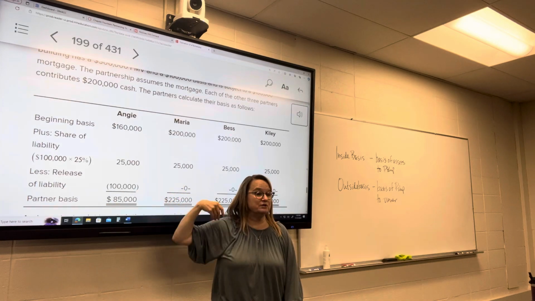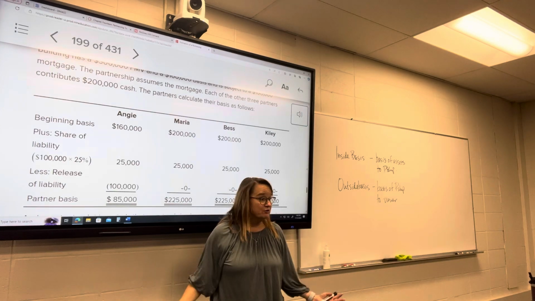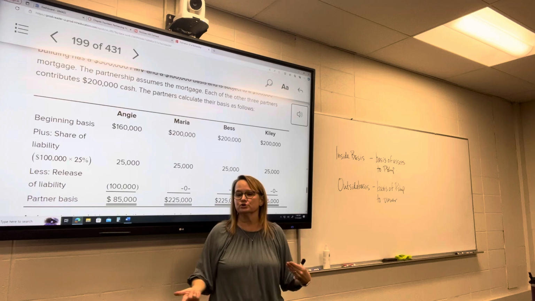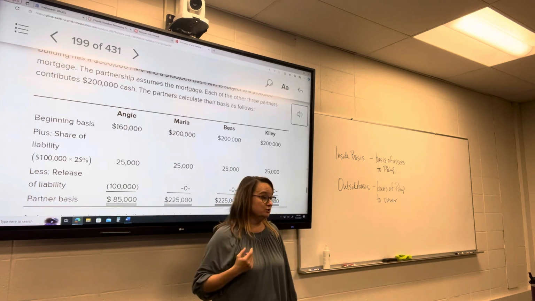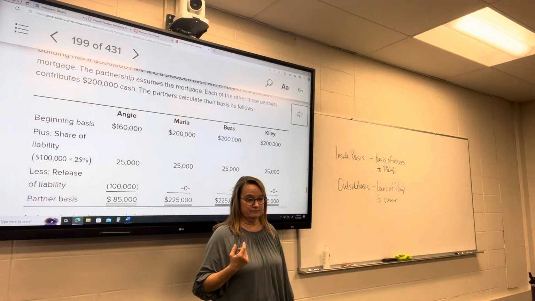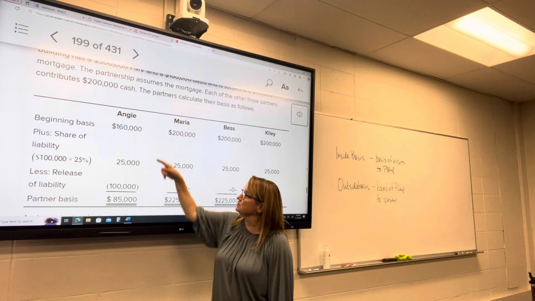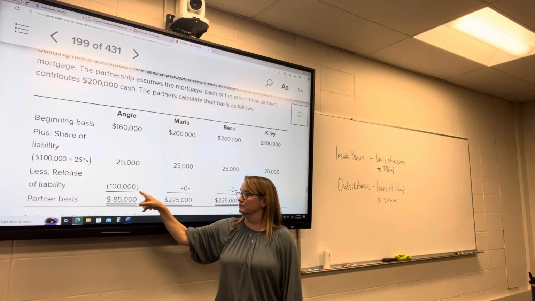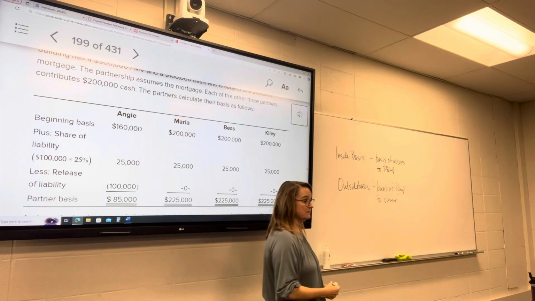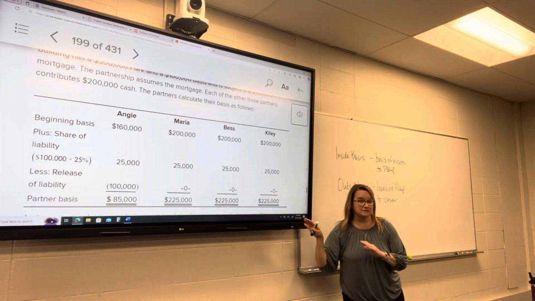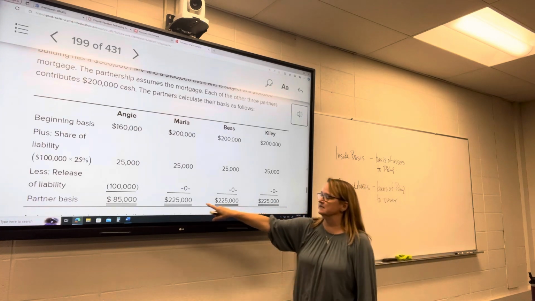However, Angie is being relieved of that debt. She doesn't have to pay it now. She's $100,000 richer. It's as though the partnership gave her $100,000. So that is going to reduce her basis in the partnership, just like if the partnership gave her the money. So Angie's calculation is a little bit different in that now that $100,000 is going to bring her down to an $85,000 basis. Now in this example, there's no tax that occurs because her basis is still positive.